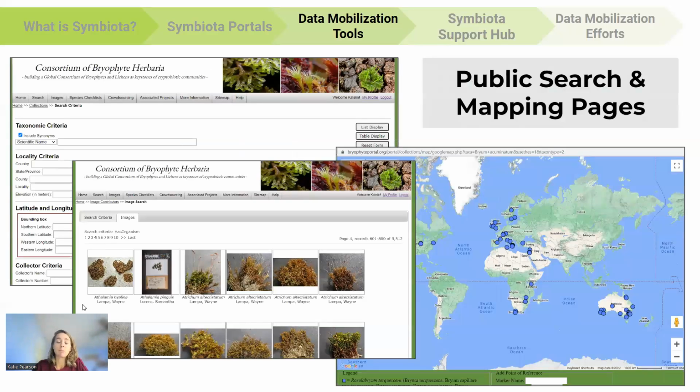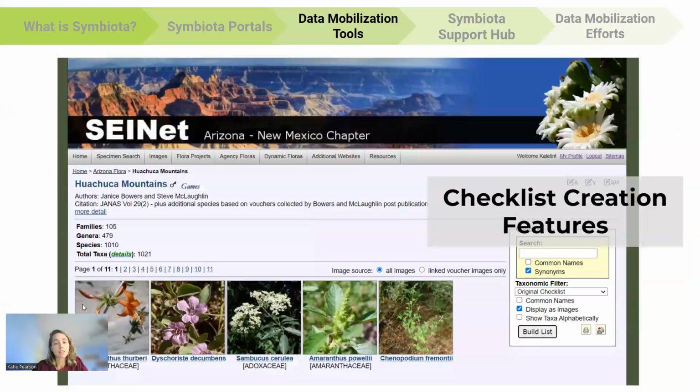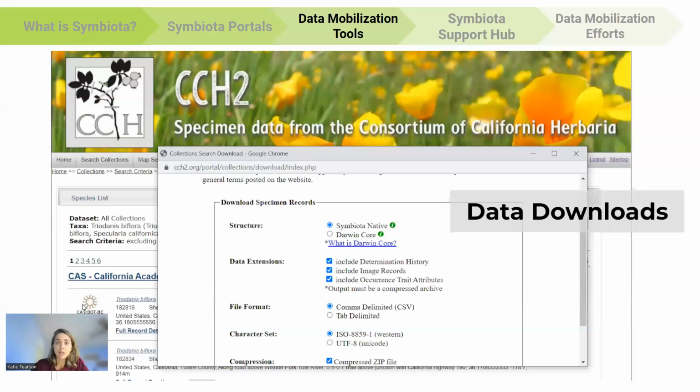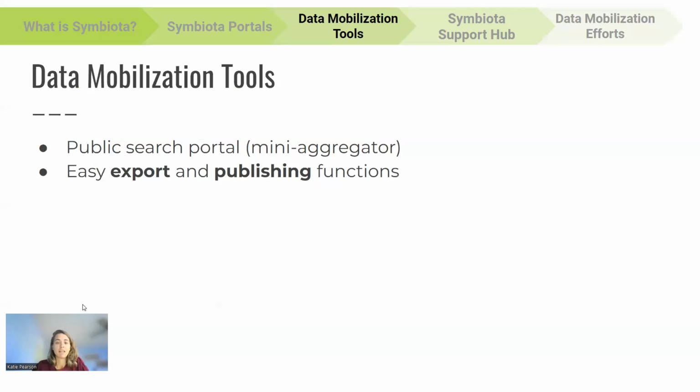These portals contain public search and mapping pages, other features that enable you to look through the specimens, to create checklists based off of specimens and taxa found in those portals, and be able to download those data too. So you can download them as Darwin Core archives or in the Symbiota native format. And this is just a way of, again, mobilizing data that may not have been mobilized if it weren't so easy to import and export the data. So we have easy export and publishing functions. So it's really easy to get data into and out of Symbiota portals.